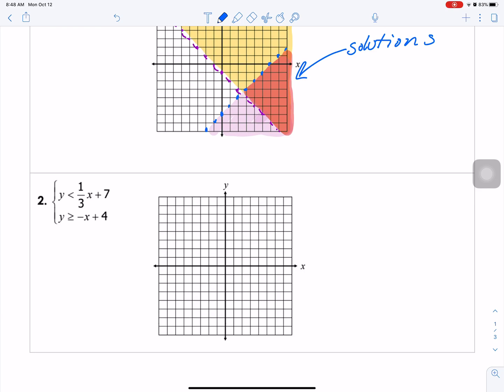Might as well keep my blue starting at 7. And then my slope is 1/3. So I'm going to go down 1 to the left 3. It needs to be a positive slope. And that is a dotted line. And it says less than. So I'm shading everything below the line. I don't know if I want that bright of a color. So everything below the line.